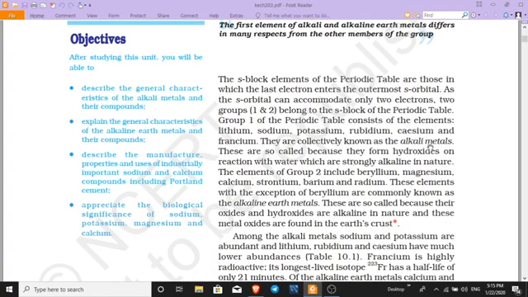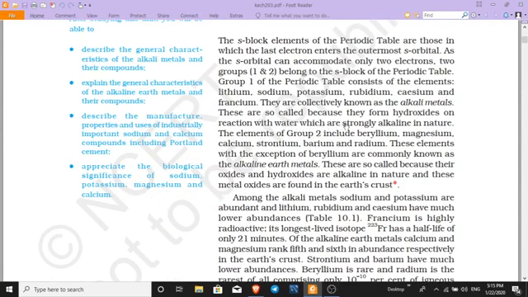They are collectively called the alkali metals. These are so called because they form hydroxides on reaction with water, which are strongly alkaline in nature. The elements of group 2 include beryllium, magnesium, calcium, strontium, barium and radium. These elements, with the exception of beryllium, are commonly known as alkaline earth metals.